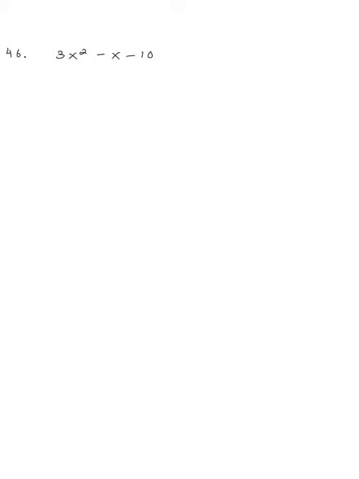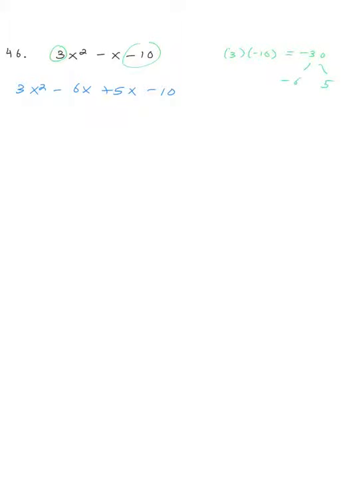All right, so for this one here, same idea. I'm going to use 3 and negative 10. The product of those two things is negative 30. And I want two factors of negative 30 that add to a negative 1. That's got to be negative 6 and positive 5. So I'll write this as 3x squared minus 6x plus 5x minus 10.